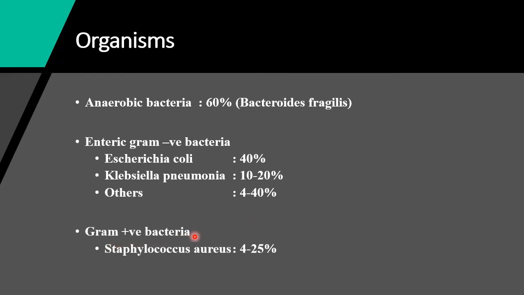Gram-positive bacteria are less common causes of liver abscess, the most common among them being Staphylococcus aureus, which accounts for 4 to 25% of the liver abscesses.